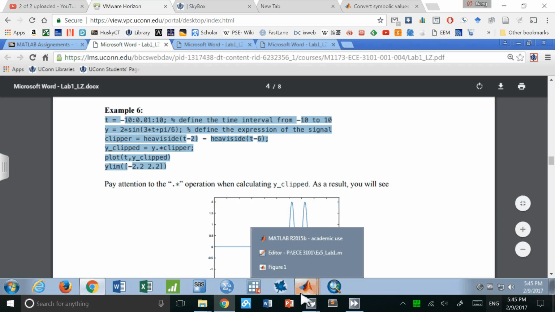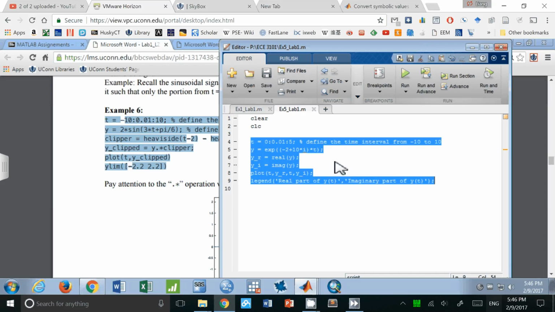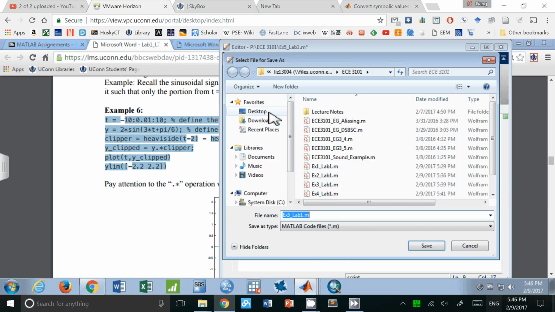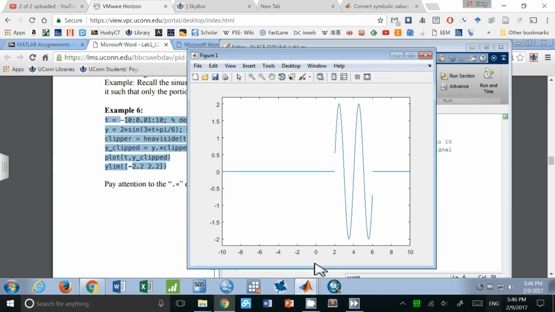And I'm going to paste them to the MATLAB command. I'll save it as example number 6. Click on save. Now remember, there's this glitch about the Heaviside function, so I have to apply this double, convert this symbolic calculation to double. Okay. And if I click run, this is what I have.